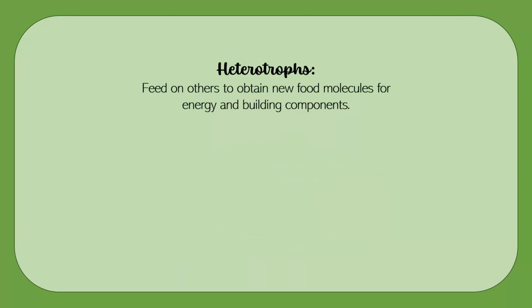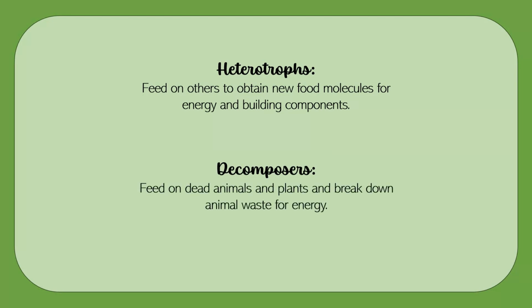How do organisms obtain food? Starting off with heterotrophs, also known as consumers. They have to feed on others to obtain new food molecules for energy and building components. Decomposers are a type of heterotrophs, and they feed on dead animals and plants, and then they break down animal waste for energy. Heterotrophs include animals, and decomposers include fungi.